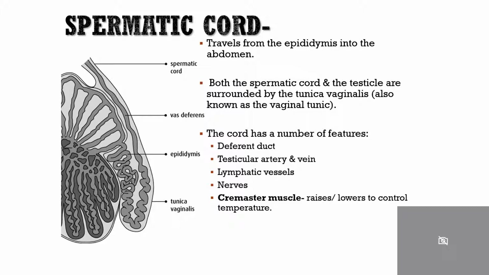The spermatic cord. This travels from the epididymis into the abdomen. Both the spermatic cord and the testicle are surrounded by the tunica vaginalis, and the cord has a number of features: the deferent duct, the testicular artery and vein, the lymphatic vessels, nerves, and also the cremaster muscle, which raises or lowers the testes in relation to controlling temperature.